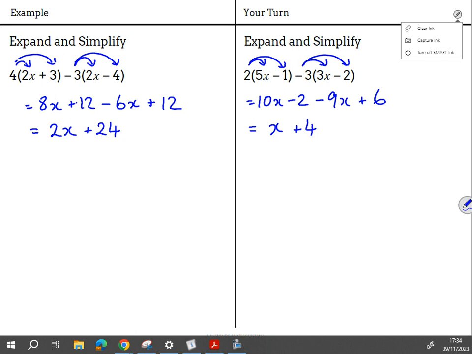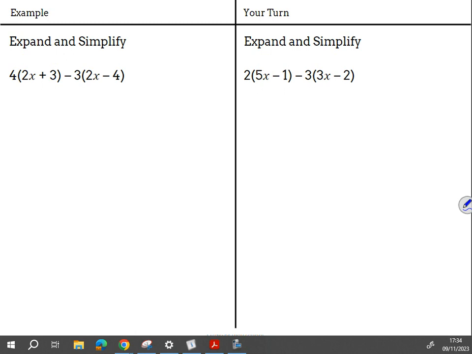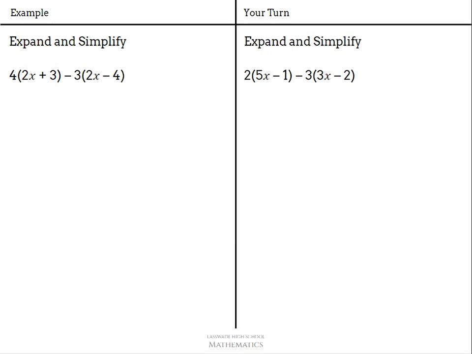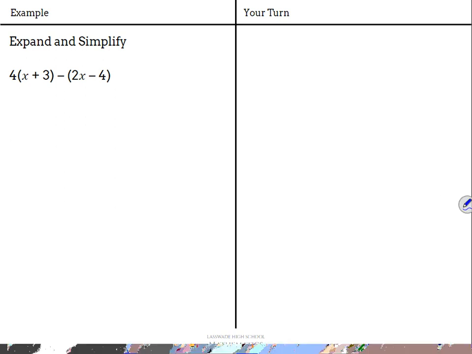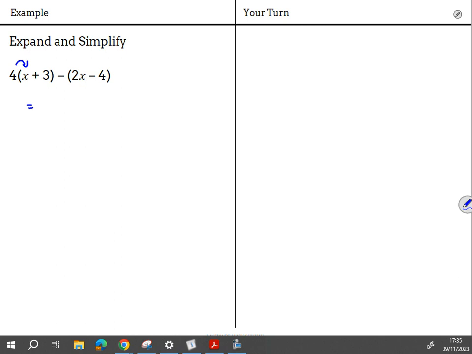And then the last kind of variation that we can have on this is where they start adding in more negatives, or where sometimes there won't be a written coefficient in front of one of the brackets. So if that's the case, again, first bracket here is being multiplied out by 4. So 4 times x is 4x. 4 times 3 is plus 12.